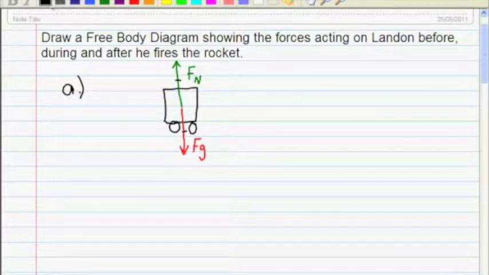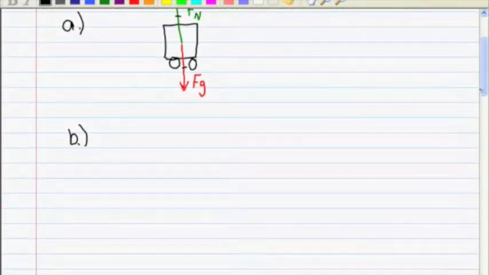Now, it might be tempting at this point to ask what's happening with friction. Well, since he's not actually moving, then we're not going to really concern ourselves with friction here. However, in the second case, once he starts to fire the rocket, we'll see that that's a different case. All right, let's make a little room here.